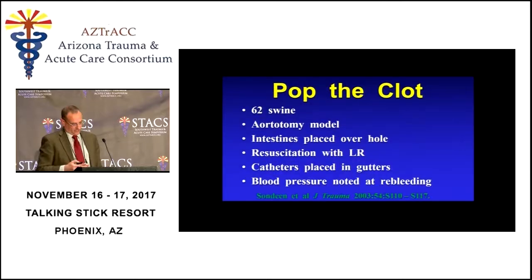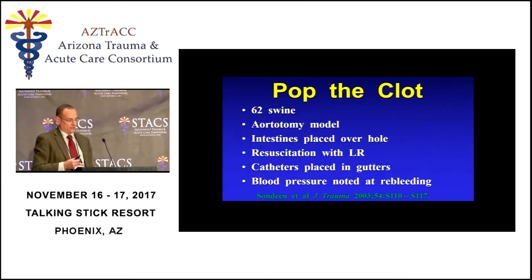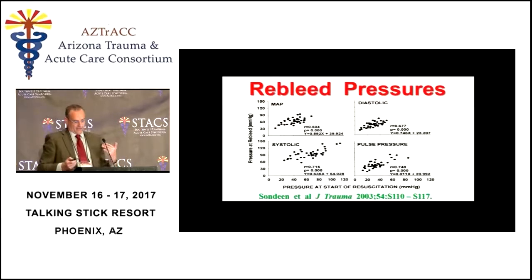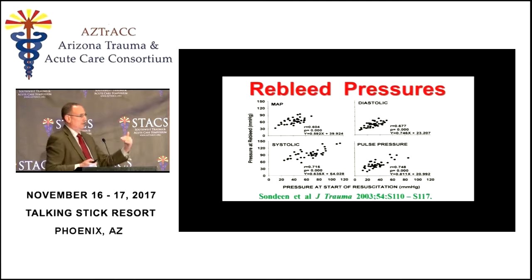Okay? So this is a study now done 10 years later by Jill Sondine at the Institute of Surgical Research, and she said, okay, that's interesting. When do you actually pop the clot? So she made a hole in the aorta in a closed abdomen, and then she put drains in the gutters. And then she gave fluid, raised the blood pressure, and measured when did the blood start coming out of the drain. Bottom line, if you look at these graphs, the pig starts to rebleed at a systolic blood pressure around 90. So if the blood pressure remains below 90, the pigs didn't bleed. Okay, so that's the blood pressure where the rebleeding occurs.